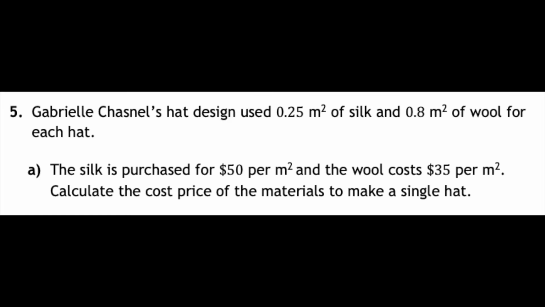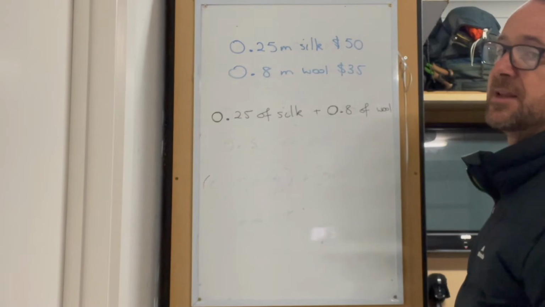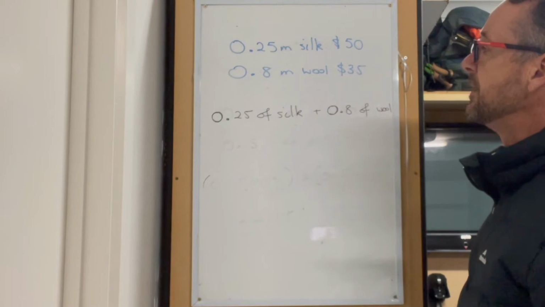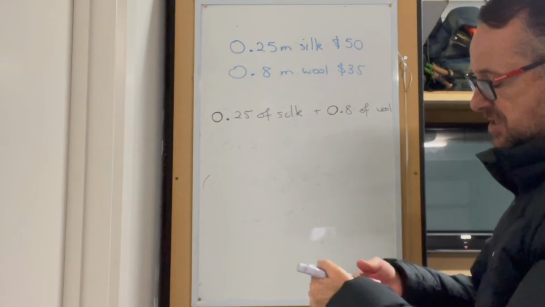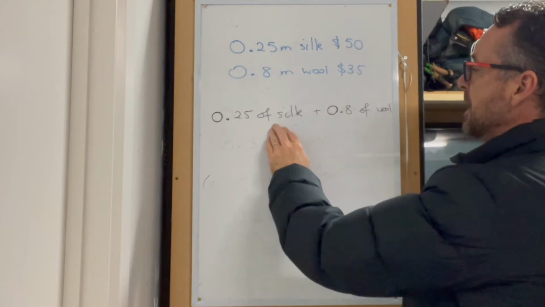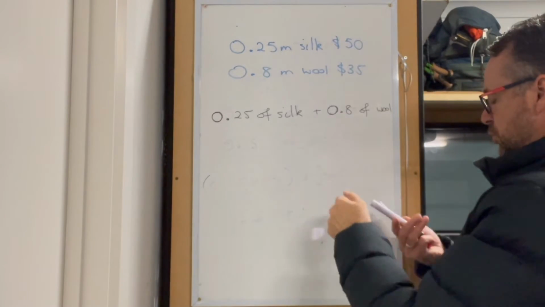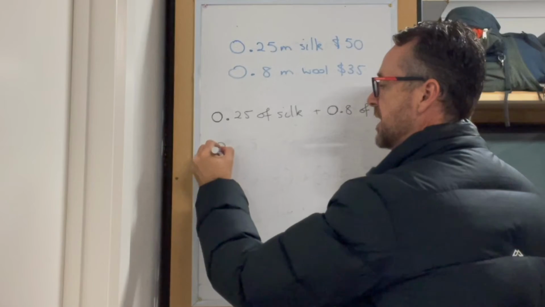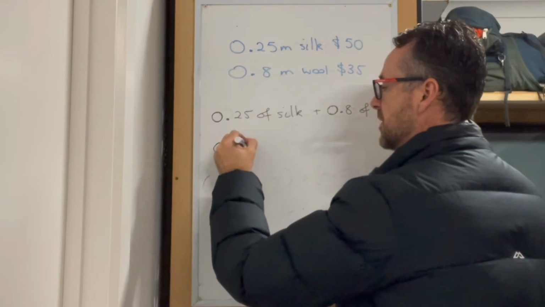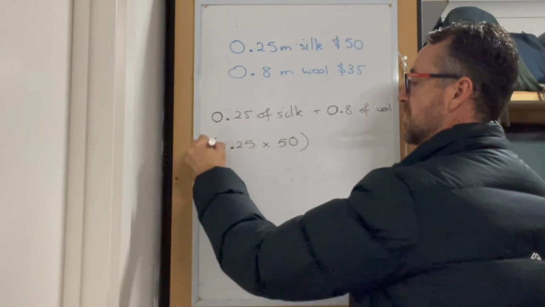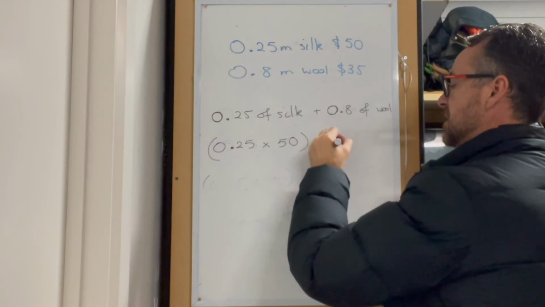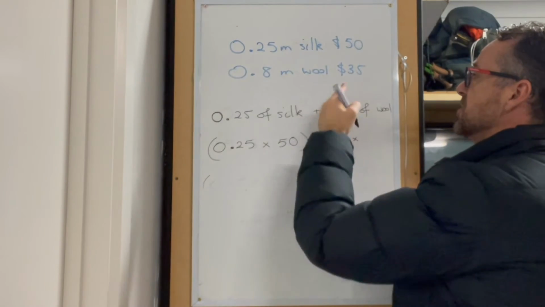Okay, next question looks at the idea of making a hat and tells us the materials that are required. It tells us we need 0.25 of a metre of silk, and it's $50 for that per metre, and 0.8 of a metre of wool, and it's $35 per metre. So this gives us this equation here. So we want 0.25 of silk, and we want to add onto that 0.8 of the wool. So then we can turn that into an equation. 0.25 of becomes times, and the silk is worth $50. And then we want to add onto that 0.8 of wool, which is $35.